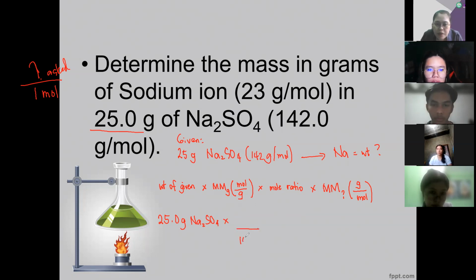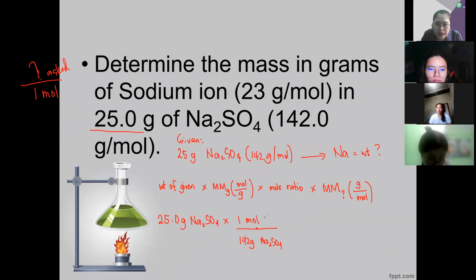Pero ano ang pattern niya? Nasa baba si 142 grams, and nasa taas si mole. So isang mole lang yan siya kasi 142 per mole man. So automatic that is 1 here. Lagay natin yung chemical formula para hindi tayo malito kung para kanino siya.